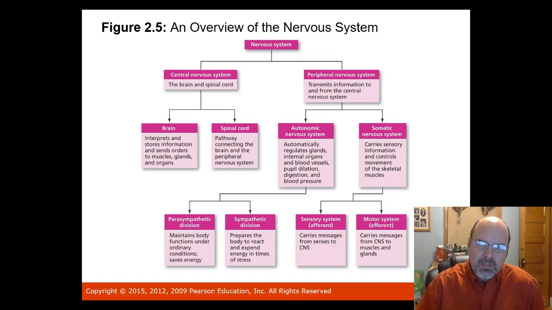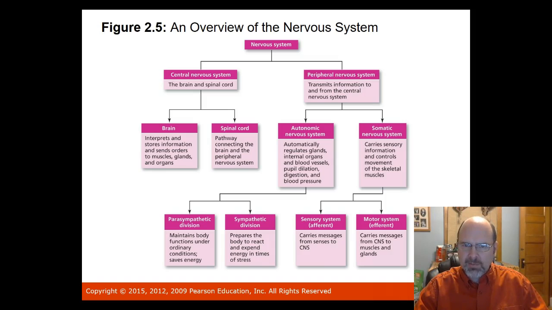Basically, if you look, there are two major parts. There's the central nervous system, which involves the brain and the spinal cord. And then there's the peripheral nervous system, and that's everything besides the brain and the spinal cord. It involves the autonomic nervous system, which handles body functions, the parasympathetic division and the sympathetic division, which has to do with reacting to different situations. Sympathetic is in times of stress. Parasympathetic is during normal times, saving energy.